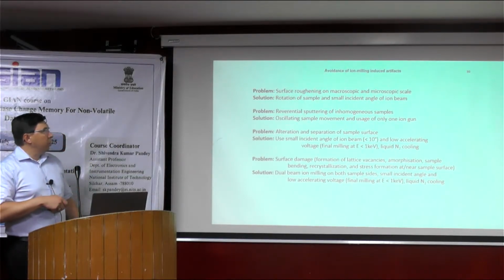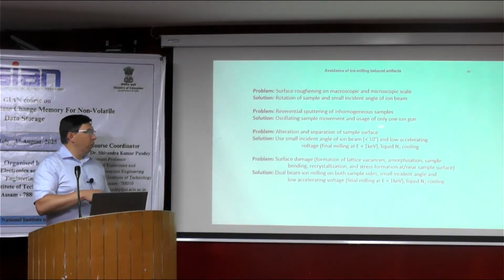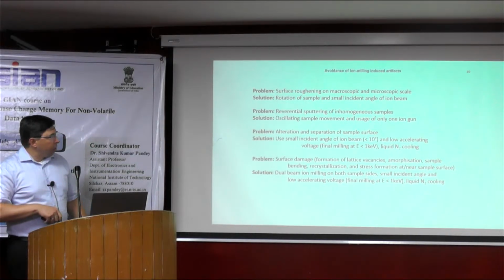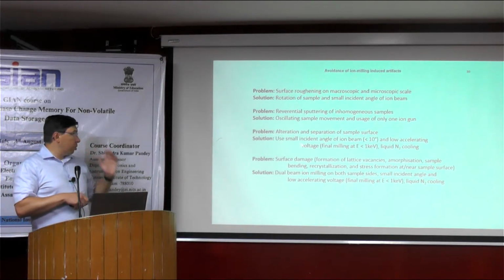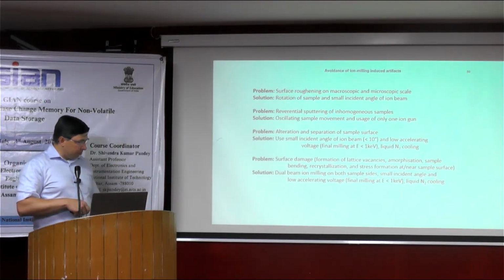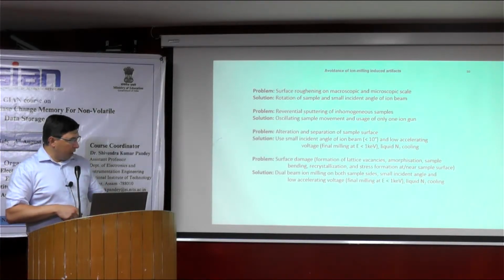Then for preferential sputtering of inhomogeneous samples, here again, you might use oscillating sample movement and use only one ion gun, so only from one side. So for alteration and phase separation problems of the sample surface, again, you can use a small incident angle of the ion beam and low accelerating voltage. And sometimes liquid nitrogen cooling can help a lot.